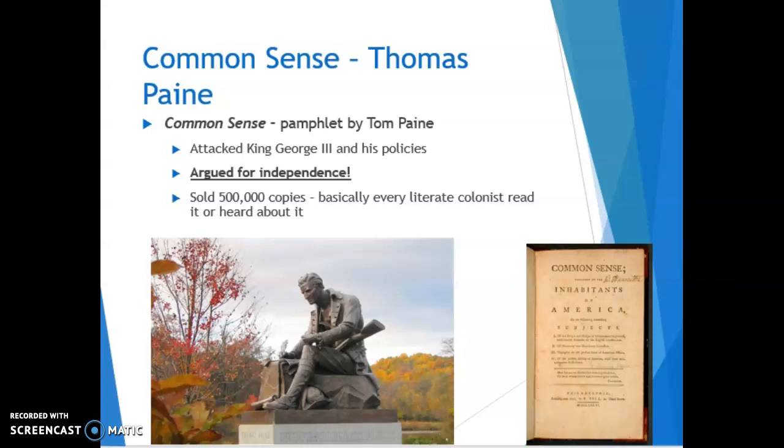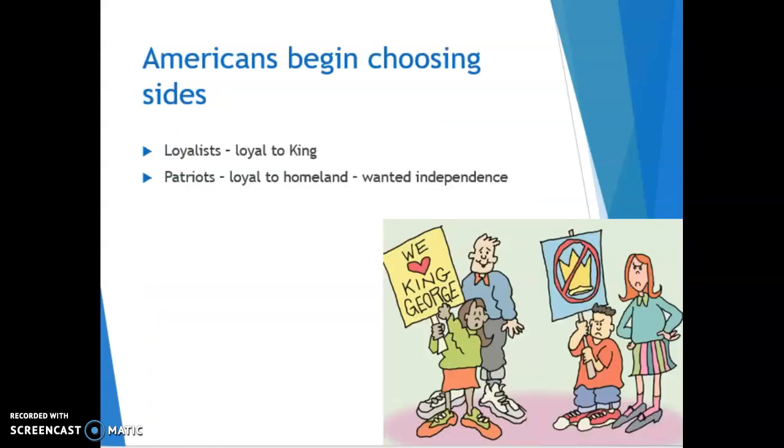500,000 copies for this point is very influential. So you might go to the cliche saying that the pen indeed is mightier than the sword, because it's going to, again, unite more and more colonists against the British. So ultimately, Americans are going to begin choosing sides. You're going to have those that are loyalists, those who, of course, are going to be loyal to the king, versus the patriots who are going to be loyal to the homeland and want independence.